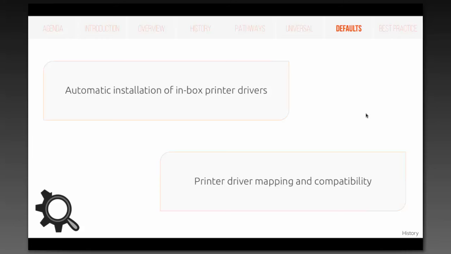Now you might also want to consider using something called print driver mapping and compatibility, because there might be situations where you would like your XenApp server to automatically install certain drivers. With print driver mapping and compatibility you can set up a sort of whitelist containing specific print drivers, telling the system, okay, if you want to auto install print drivers, that's fine, but they need to be on this list, and otherwise use the UPD instead, for example.